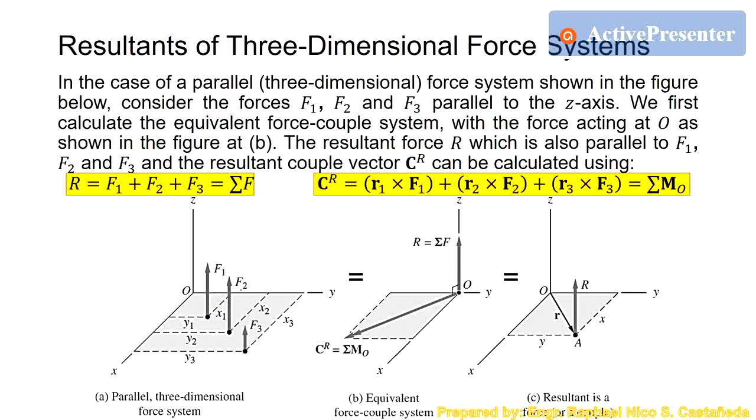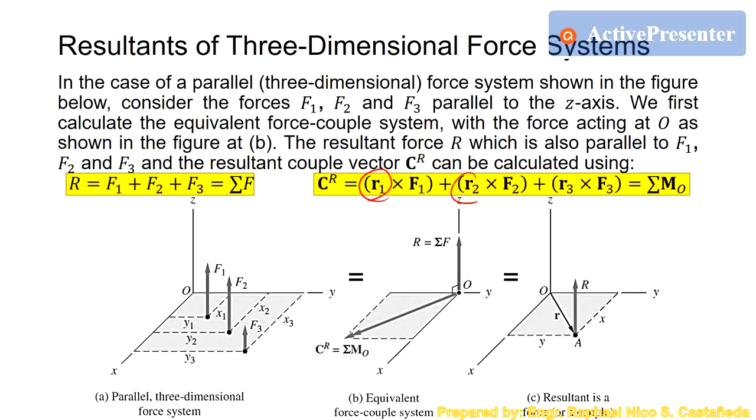In other problems, there will be changes in the direction. For example, this one will be upward and this may be downward. This is still considered a parallel force system. What you do is just apply a negative value because it is opposing the positive direction of that particular axis. Then to get the couple resultant, you apply summation of moments about O, because O is what you will choose as the point for the location of the equivalent force couple system.